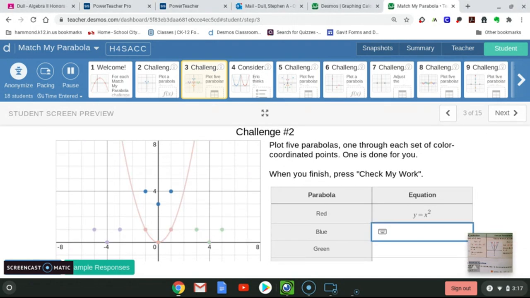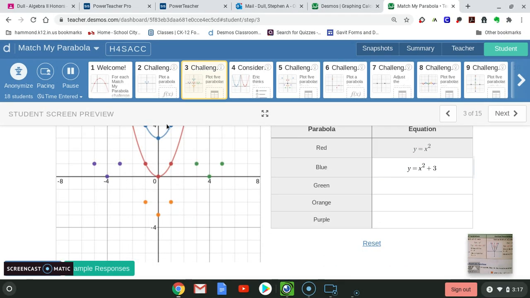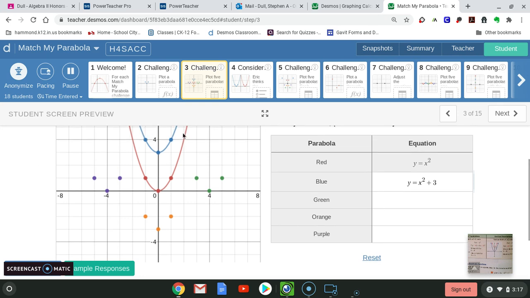Well, how does that happen? How do we represent that with our equation? So y equals x squared, and then we know that the k value moves this up or down. So we're going to go plus 3. And in this exercise, we could check our work by pressing the blue button. And yeah, we go right through there.